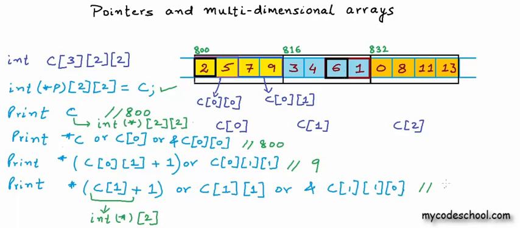Output will be 824. This block of 4 bytes storing integer 3 is 816. Next will be 820, and next will be 824.